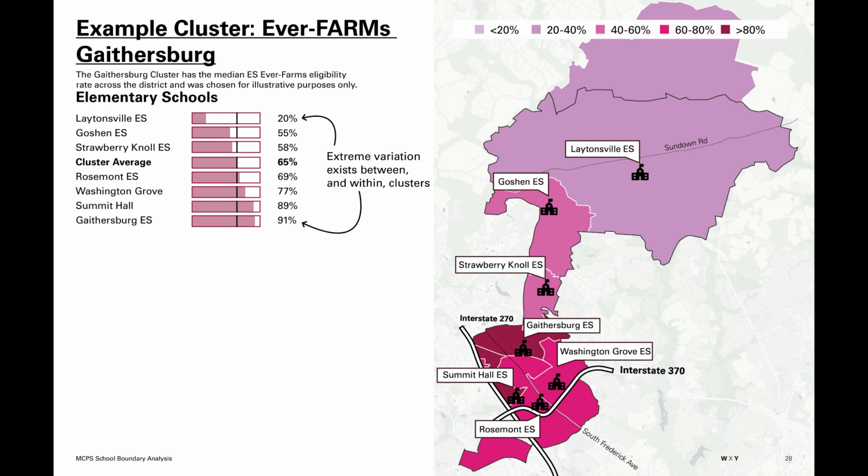If we look at the map on the right-hand side, we can see the range of eligibility rates across the cluster, with a concentration of students who have ever been eligible for free and reduced meals on the southern side of the cluster, and a concentration of students who are not Fver-FARMS eligible on the northern part of the cluster. We want to pay close attention to these adjacencies, whether you prefer looking at numbers, ratios, and percentages, or whether you prefer looking at the maps, where these adjacencies lie, and where schools with high concentrations of Fver-FARMS eligibility are directly adjacent to schools with low concentrations of Fver-FARMS eligibility.